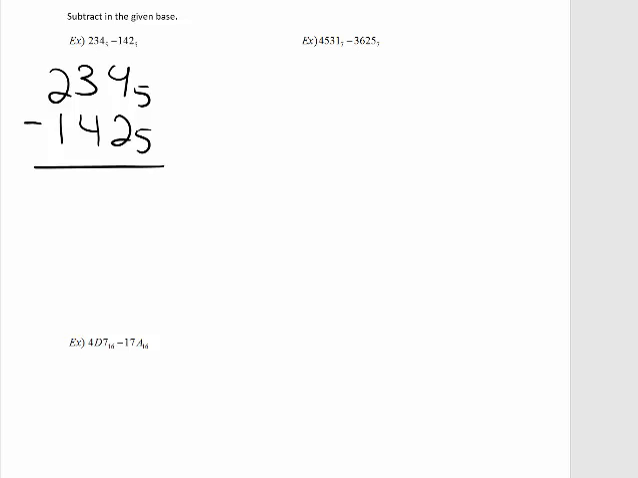Now, let's start with the right column. 4 minus 2, that is 2. 3 minus 4 I cannot do, so I'm going to borrow from the 2. Change the 2 to a 1. But because I'm in base 5, I'm going to add 5 to this 3. And 5 plus 3 is 8. 8 minus 4 is 4.